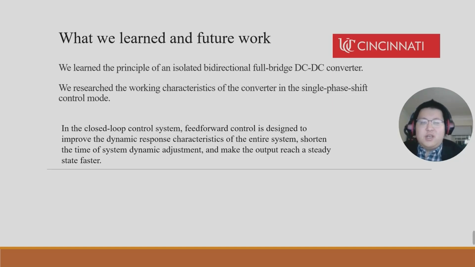About future work, I think in a closed-loop control system, feed-forward control can be designed to improve the dynamic response characteristics of the entire system, shorten the time of system dynamic adjustment, and make the output reach a steady state faster.